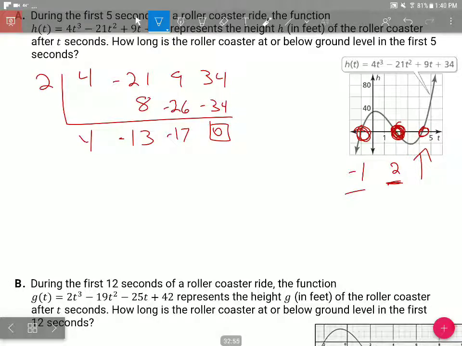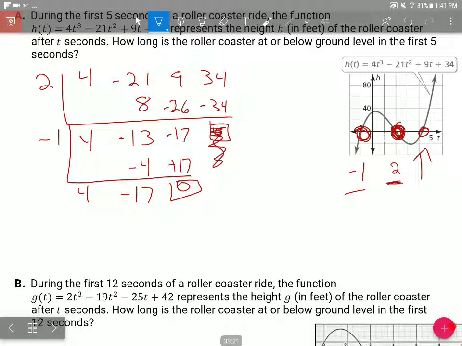I'm going to do it again with what's left. I'm going to ignore this column because that's not part of what's left. So just do it again. Drop the 4. What's 4 times -1? -4, and -13 add up to -17. Times -1 is positive 17, which is a 0. So if that's your remainder, it would be 4x minus 17. That is a factor. And to solve for a factor, you just set it equal to 0.